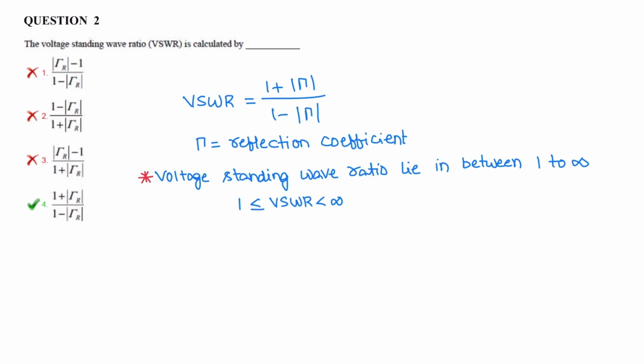Second question: the voltage standing wave ratio is calculated by. So we need to identify the correct formula. We know that VSWR is equal to 1 plus mod gamma by 1 minus mod gamma. Correct answer is option 4. Voltage standing wave ratio lies between 1 to infinity. The range of VSWR is 1 to infinity.